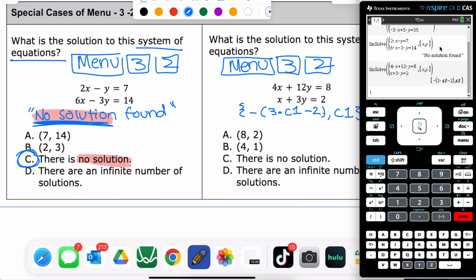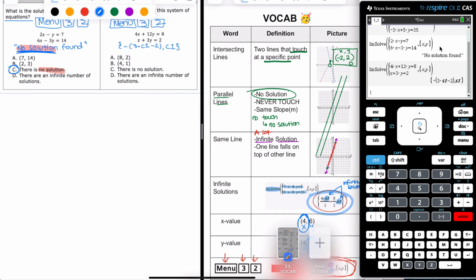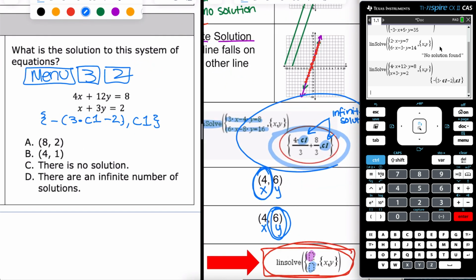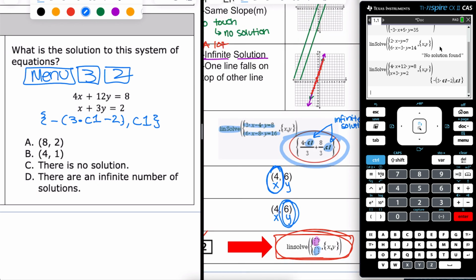Okay, now if I open up my notes again, I can see right here, every time I have the letter C, I should think infinite solution. So this actually means infinite solution. So I'm looking for an answer that has the word infinite in it. Infinite. And then that is your answer.